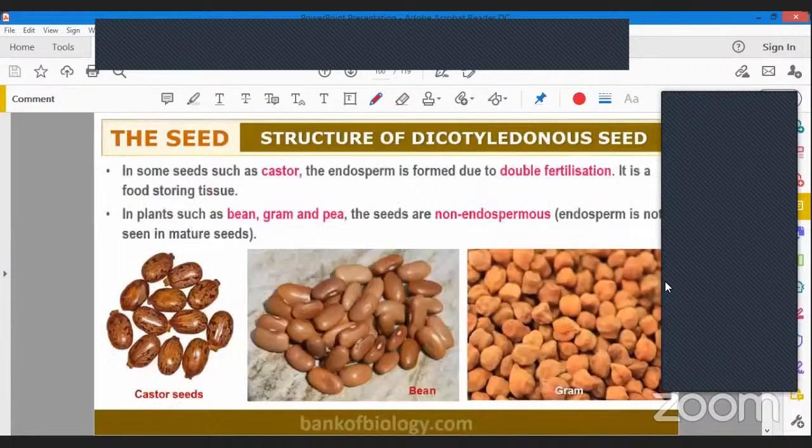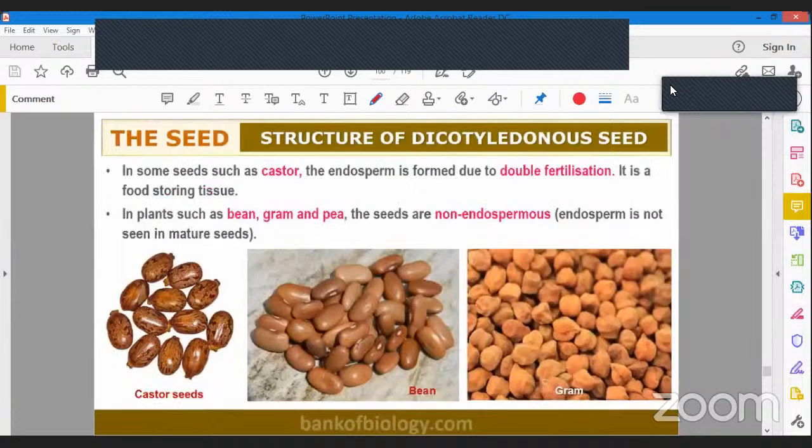So now we go to the next part. Structure of dicot seed. A dicot seed will have two cotyledons, as we know, but they might have endosperm in them. So what is an endosperm? Endosperm is the mature primary endosperm nucleus that is formed during double fertilization, which is a food storing tissue.